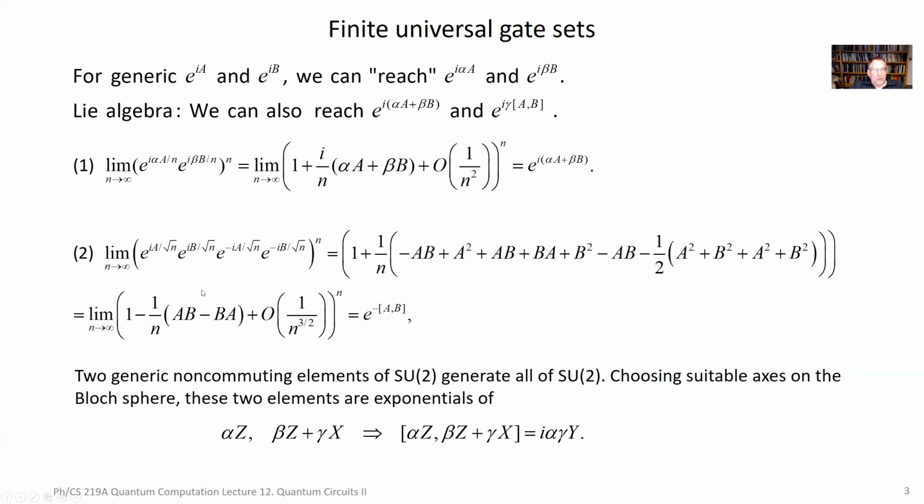But then I get additional terms from expanding each one of the exponentials to quadratic order. So when I expand e to the iA over square root of n to quadratic order, there's a term which is minus 1/2, because the i gets squared, A squared times 1 over n. So here's the 1 over n, which I took out in front. And I have such a term, minus 1/2 A squared from expanding this exponential, plus B squared from expanding this one, plus A squared by expanding this one, and plus B squared by expanding this one.